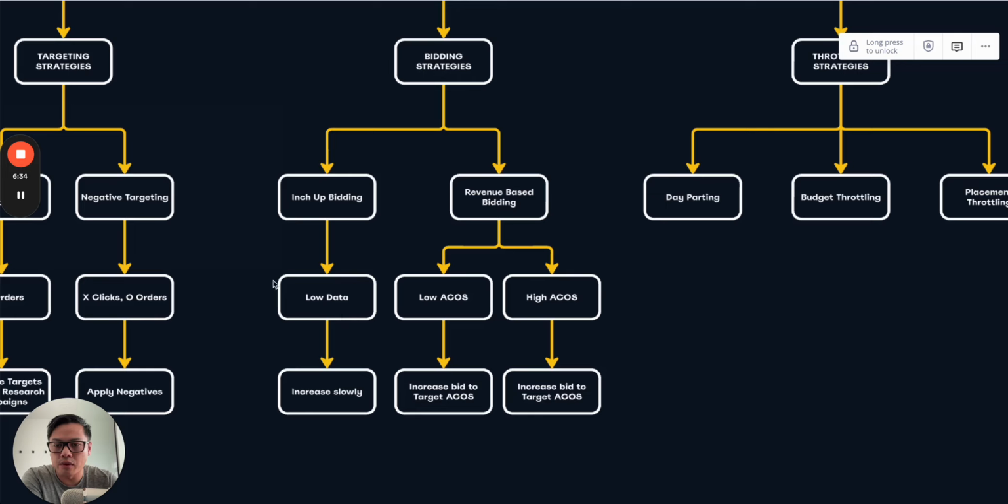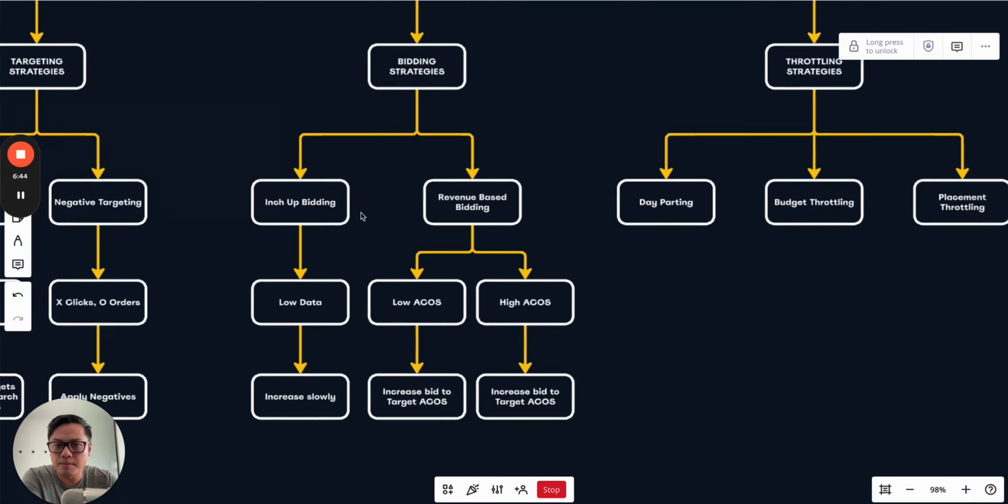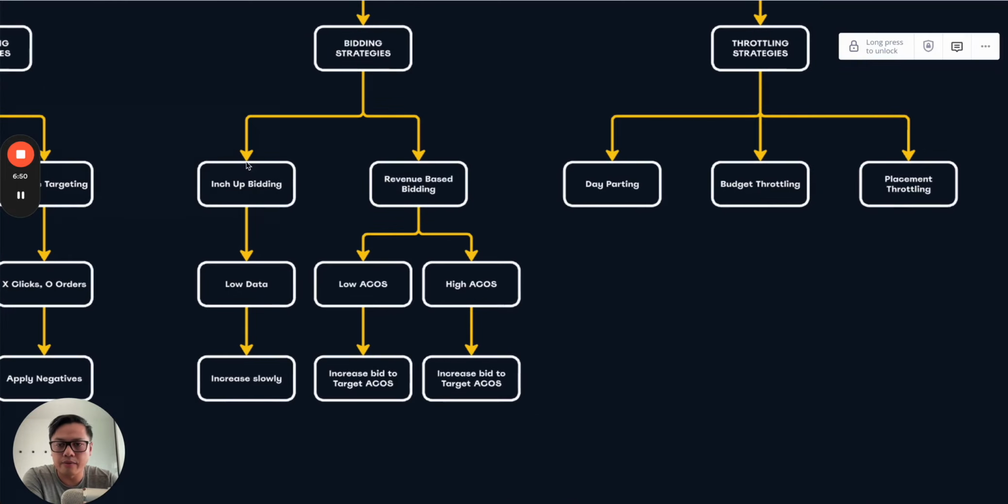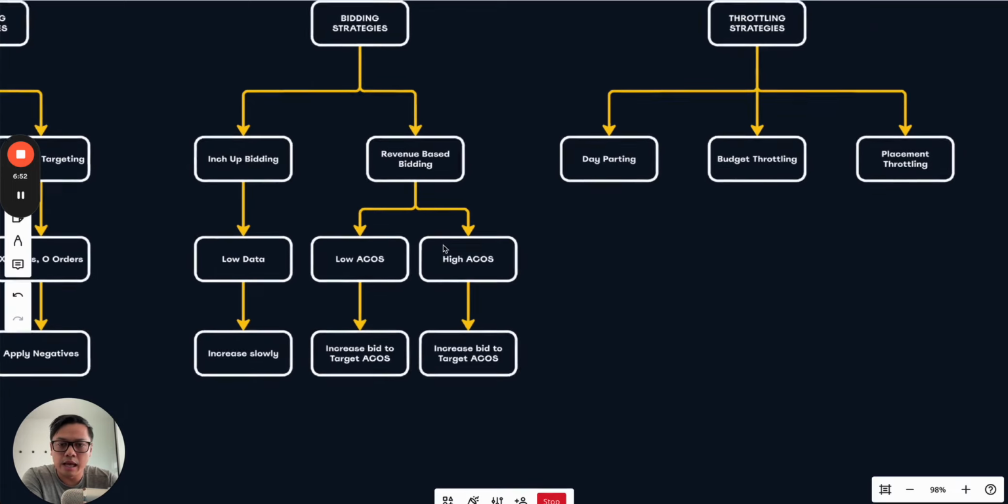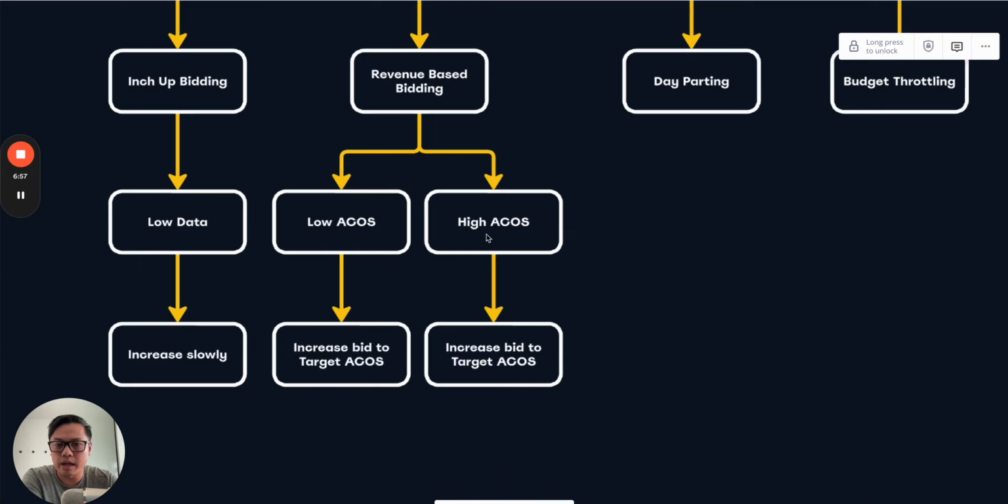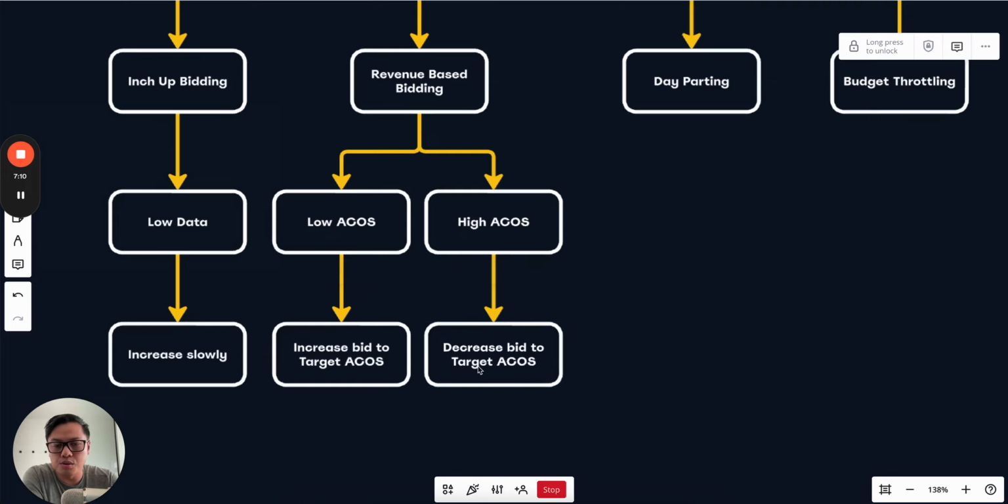So if I have low data, then I'm going to increase the bid slowly. So you can think about like 5 cents, 2 cents, 5%, whatever. As long as the goal is you're trying to find that bottom bid. And then I move over to a revenue-based bidding system after I can collect some data, and you'll see two things. You're either going to have a low ACOS or you're going to have a high ACOS. So if you have a low ACOS, you want to increase the bid to reach your target ACOS. If you have a high ACOS, you're actually going to decrease bid to your target ACOS.